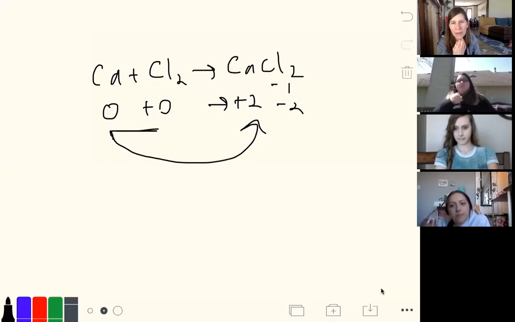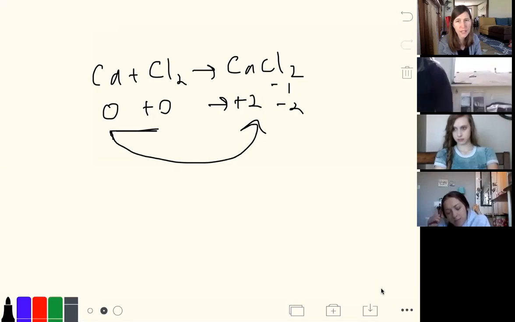However you want to think about that. Here's the thing, if something's reduced, if something gains electrons, something else had to have lost or given it those electrons. Just like an acid-base reaction can't happen unless there's an acid and a base. There has to be both. An oxidation-reduction reaction, a redox reaction, is the same way. So if something gets reduced by gaining electrons, something had to have lost those electrons.